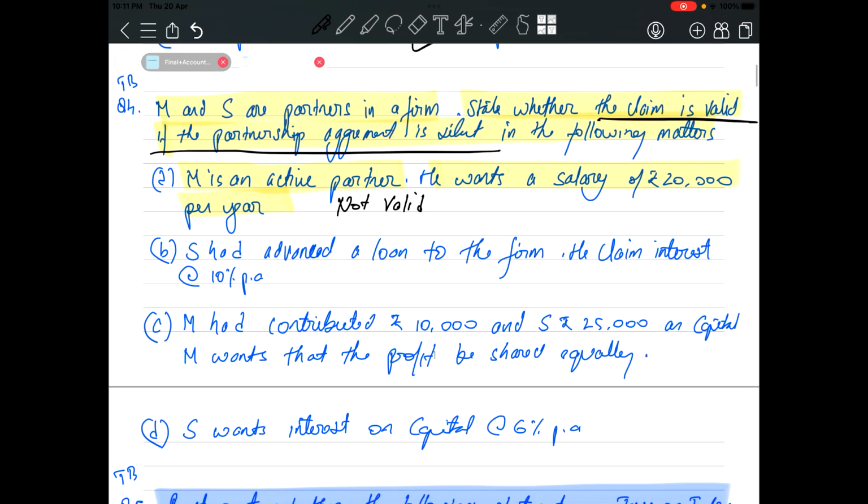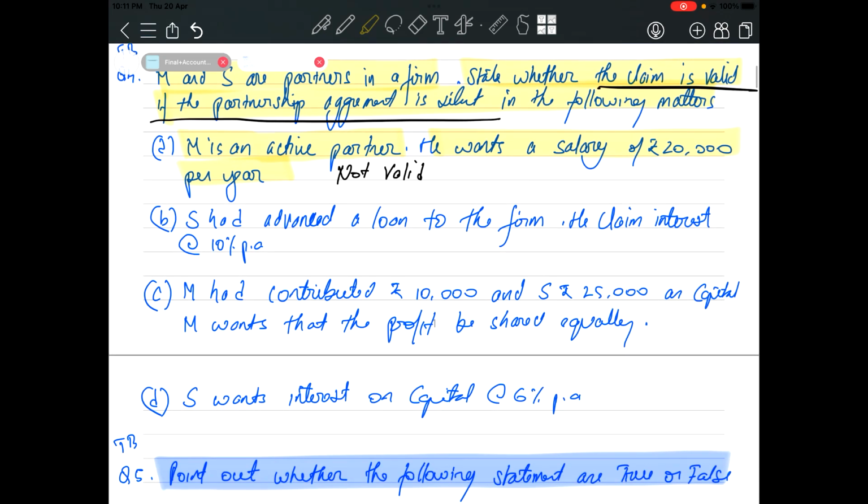any salaries. Now point B, S had advanced a loan to the firm. He claimed interest at the rate of 10% per annum. Is this valid? No, this is not valid. Why? Because in the absence of a partnership deed, partners will be entitled to interest of 6% per annum. The question mentions 10%, so this is not valid.